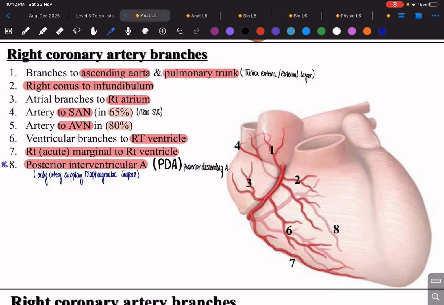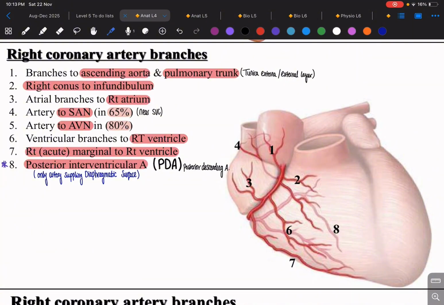What about the AV node? The same thing. 80% of the people are going to have the artery of the AV node from the right coronary artery. Okay? The last branch is the posterior interventricular artery. It has another name. What is it known as? It's known as PDA.